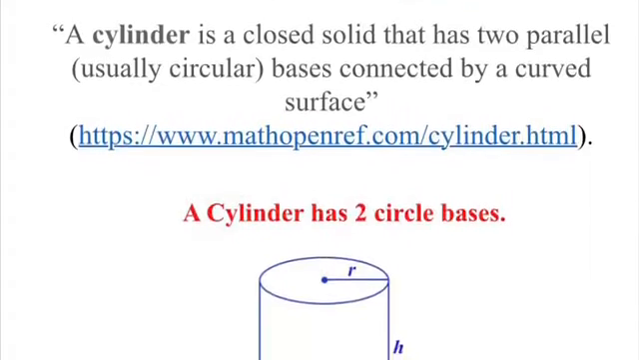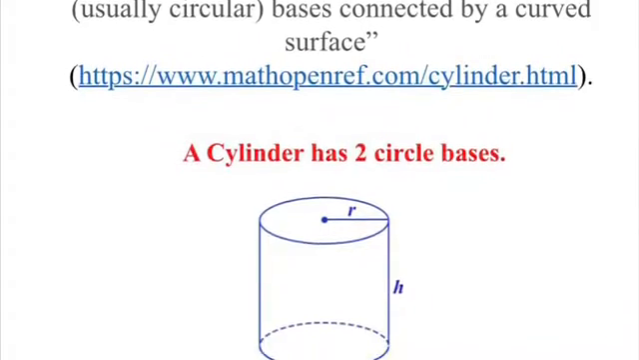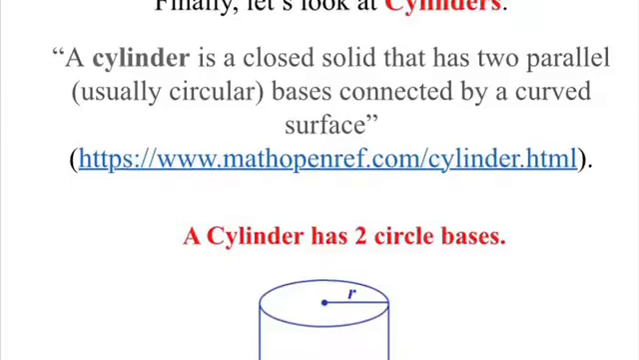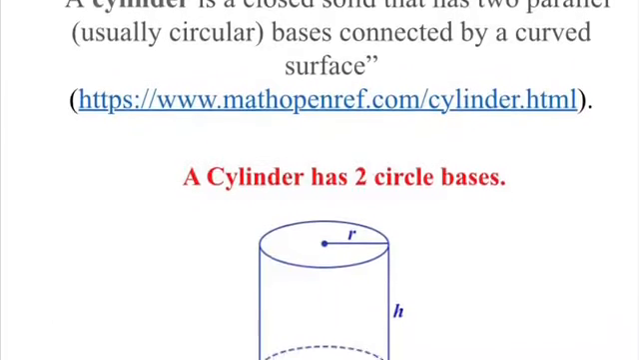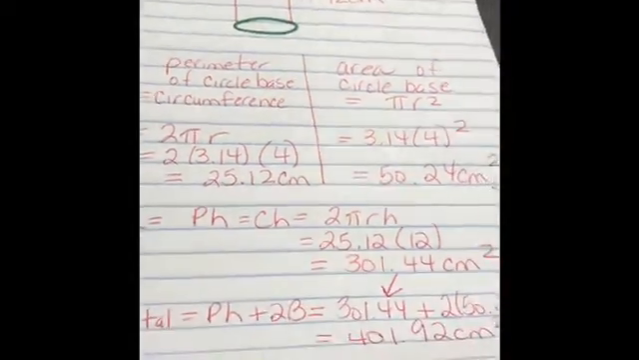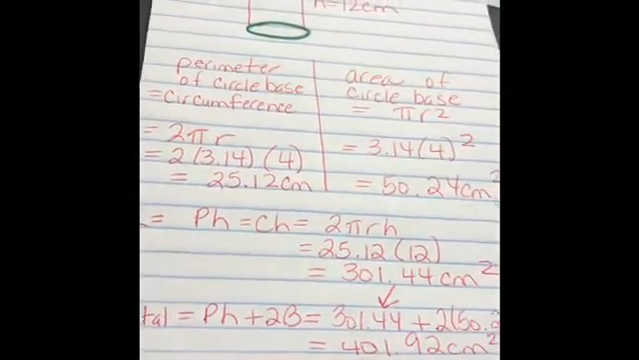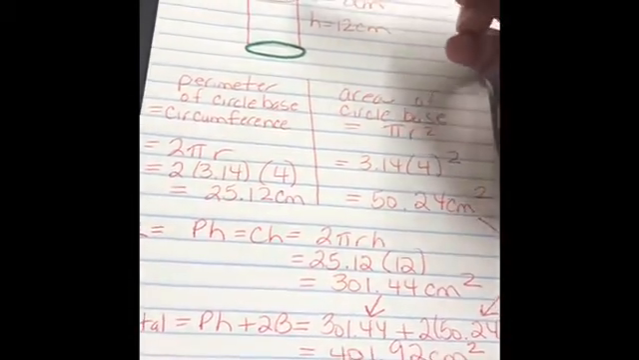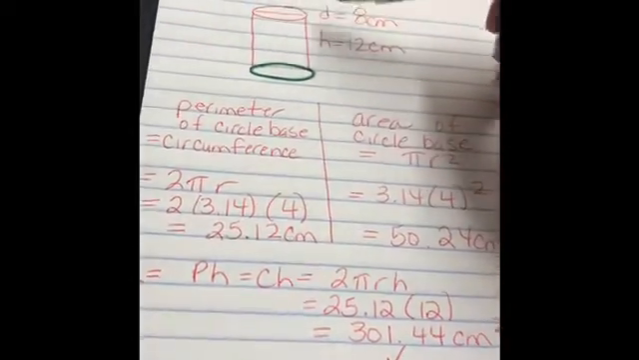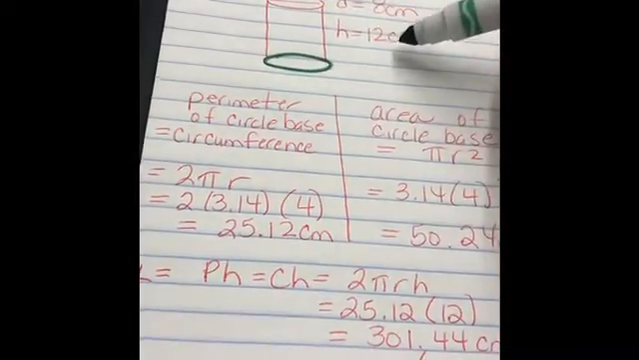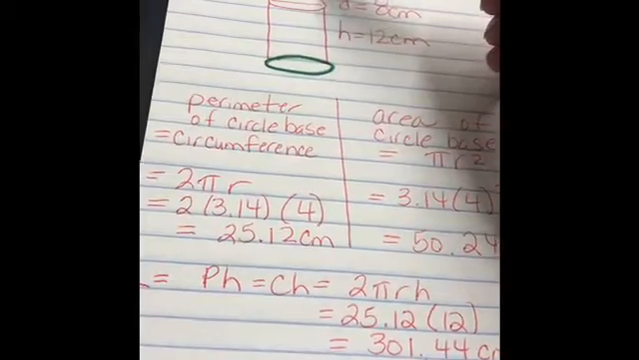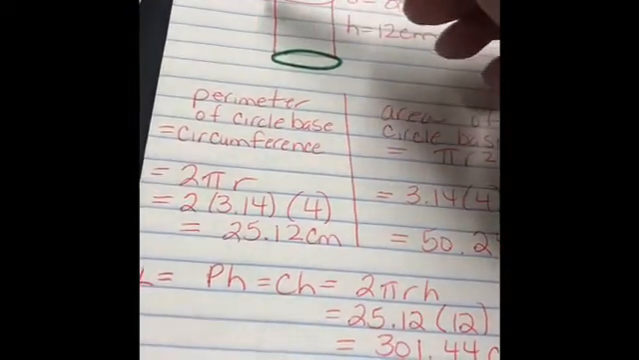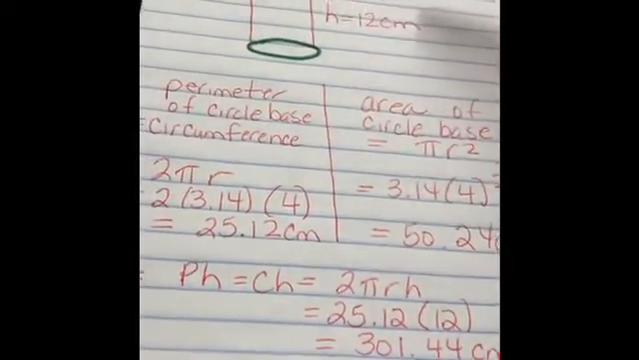And last, we have cylinders. A cylinder has 2 parallel circular bases connected by a curved surface. Okay, so then we use the same process for cylinders. So if you have a cylinder, let's say they give you the height is 12 centimeters and the diameter at the top is 8 centimeters, right?